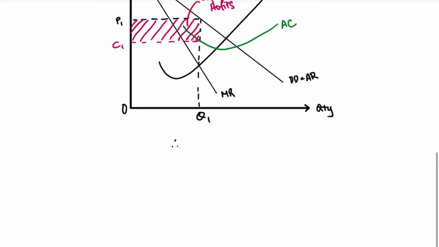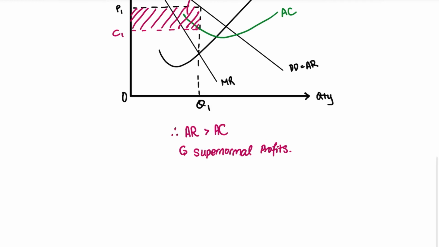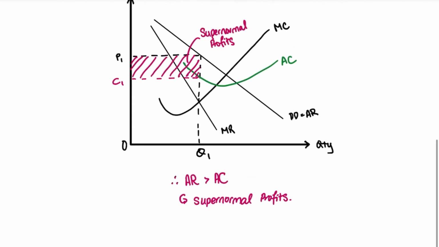Some people call it abnormal profits, right? We call it supernormal profits. It's good for us, and so therefore we can see that our AR is going to be more than your AC. Hence, this is a case of supernormal profits. So if you ever want to look at it on a diagram, very simple. Just look at AR and AC. If you see that AR is above AC at that profit maximizing level, you can tell it's supernormal profits.